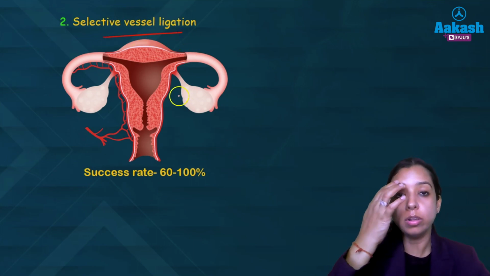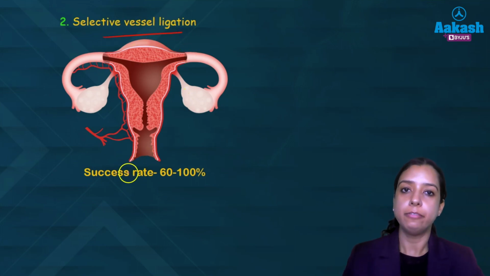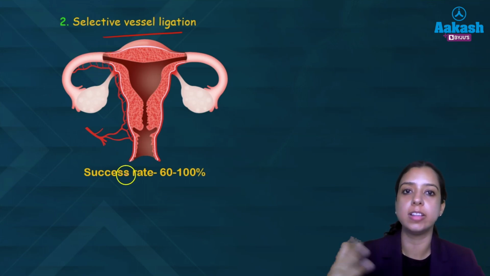Why selective? Because sequence-wise you ligate vessels individually. Okay, so you ligate the uterine vessel. If it doesn't work, then you go to the ovarian vessel. So that is why it is called selective vessel ligation.